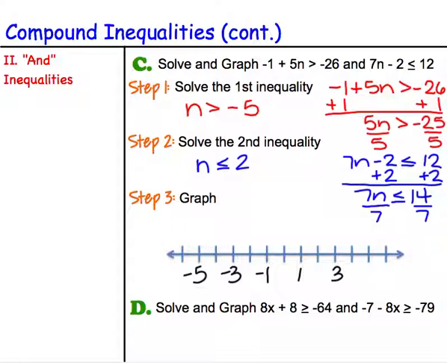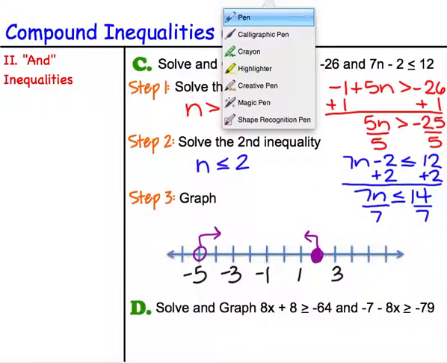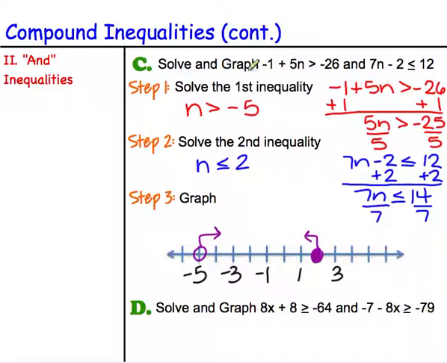We'll put an open circle at -5. And at +2, we're going to put a closed circle because it is less than or equal to. And then once again, we'll do our arrows. We want to go greater than -5. We want to go less than 2. And then we will go ahead and shade in between them because that's where it fits both criteria. So as you can see, most of them are going to be shaded in between.